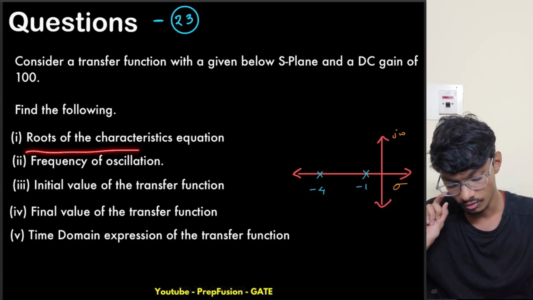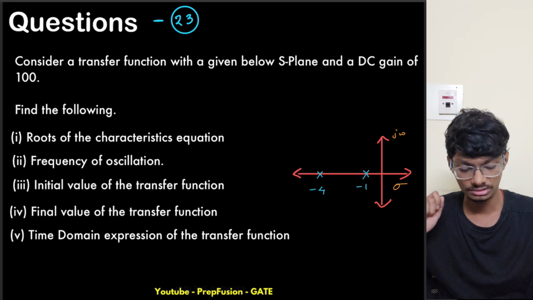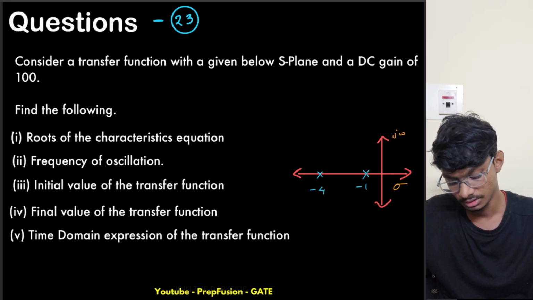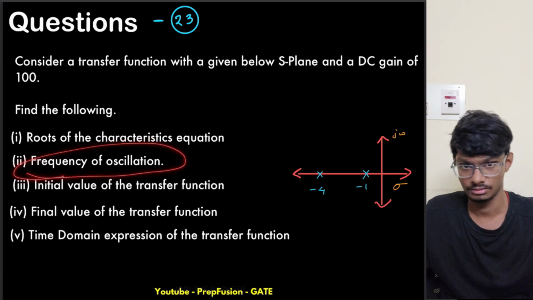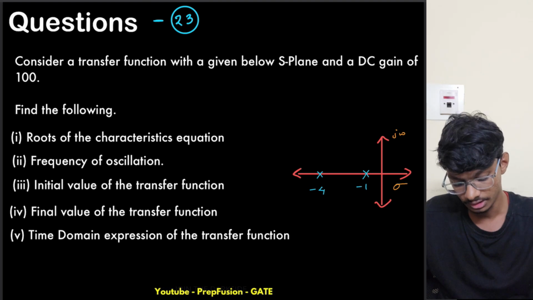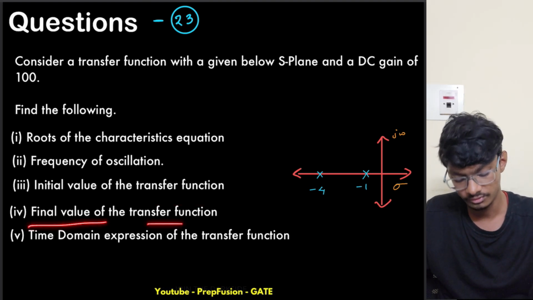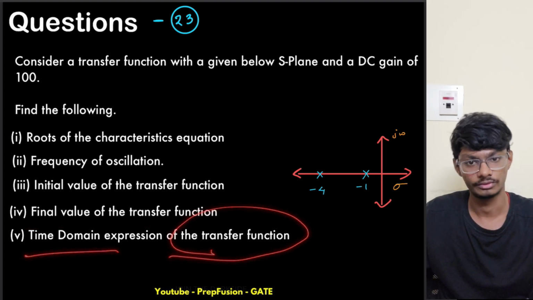We have to find the roots of the characteristic equation. Roots of the characteristic equation means the roots of the denominator, right? It is asking us to find the frequency of oscillation. From the roots we can find that. Then the initial value of the transfer function, again use the initial value theorem. The final value of the transfer function, use the final value theorem. Then the time domain expression of the transfer function, we do the Laplace inverse.